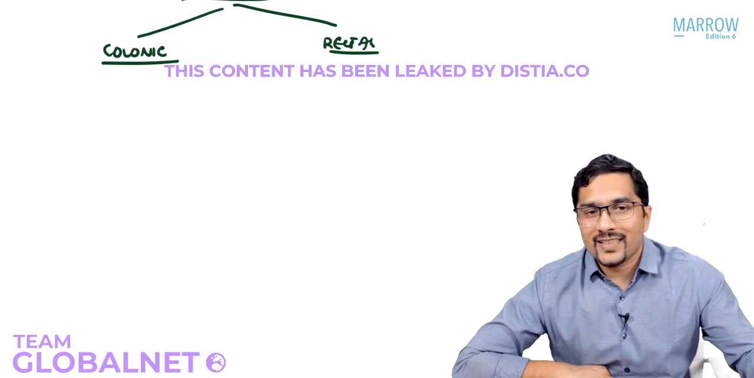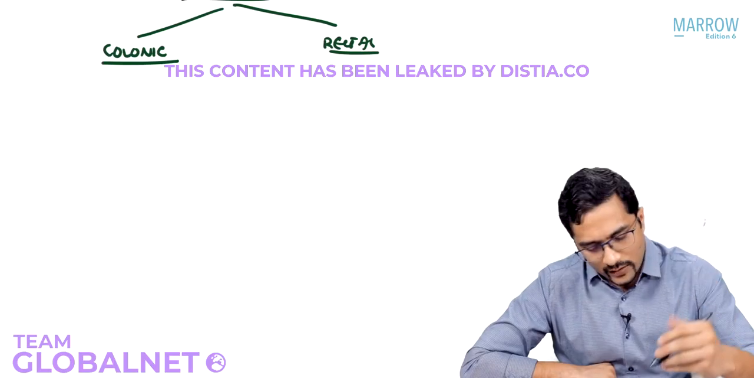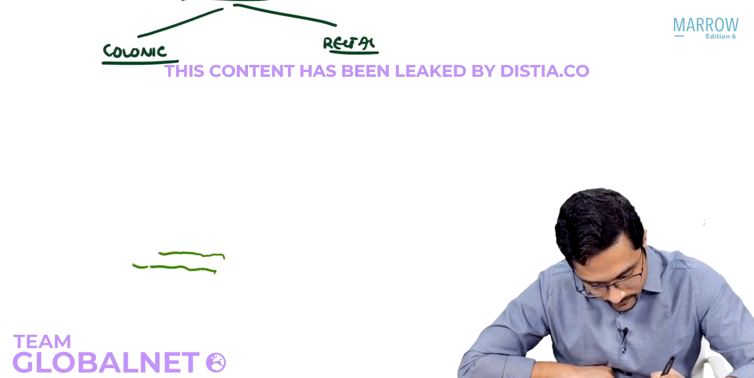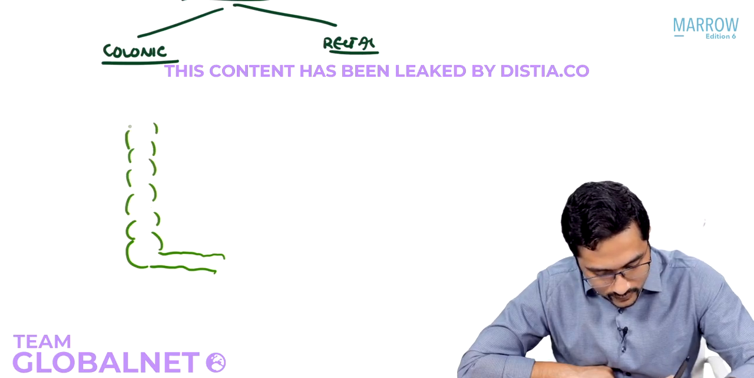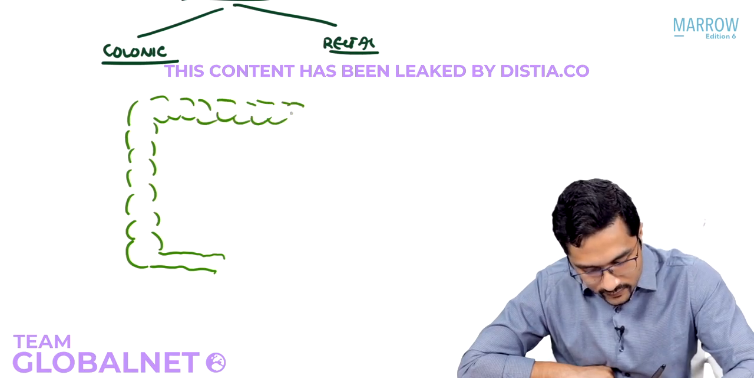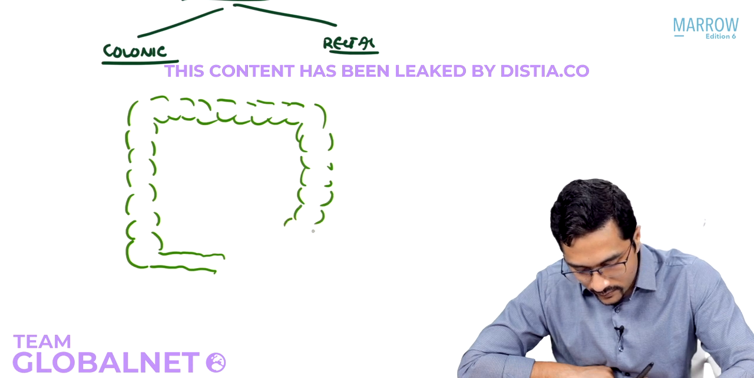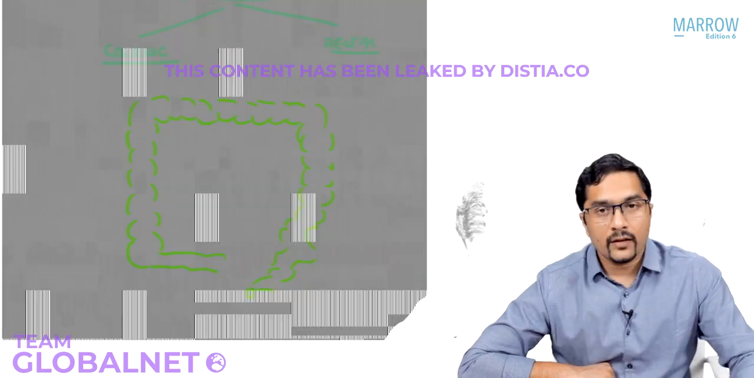I'm sure Dr. Ravi Raj has covered all this, but this is important to determine what kind of surgery we do. So a quick recapitulation. This is your terminal ileum. You have your cecum, ascending colon, hepatic flexure, transverse colon, splenic flexure, sigmoid colon, and finally you have your rectum.